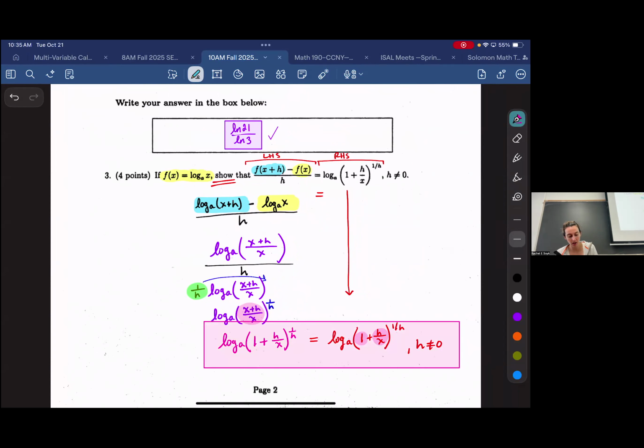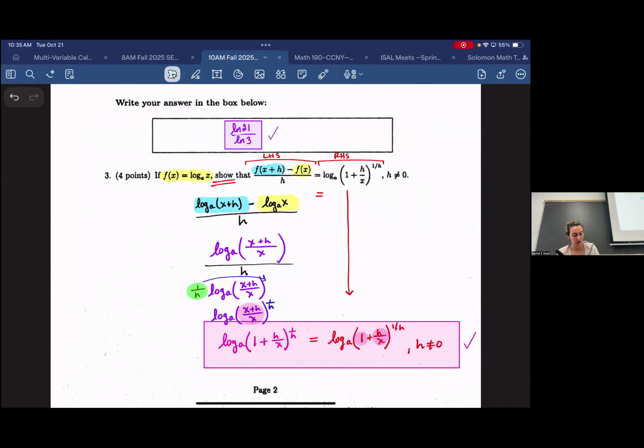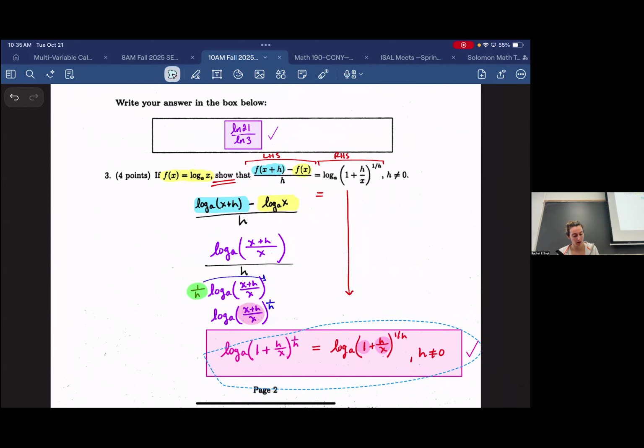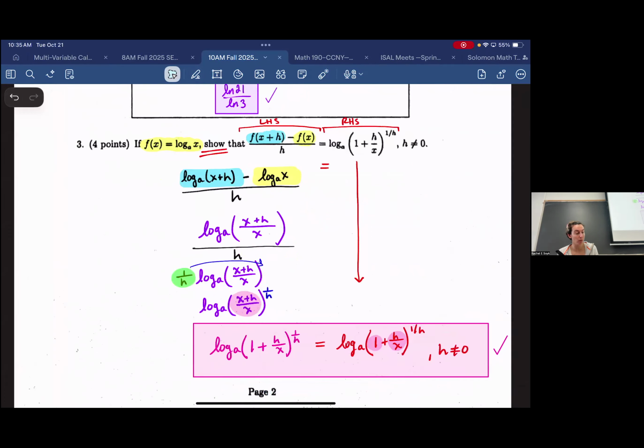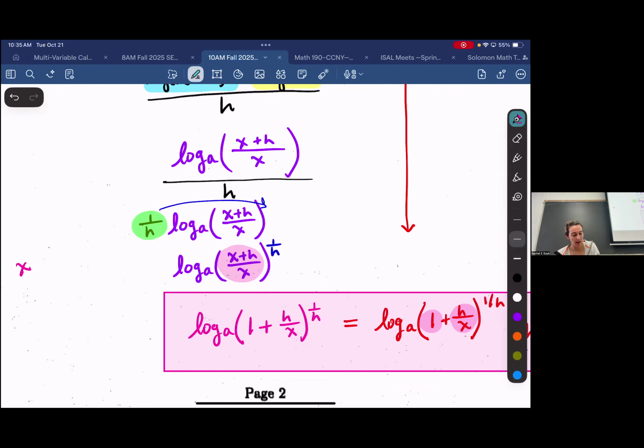Any questions on this last question or just on the quiz in general? Bruce? Can you explain again how you remove the x from the equation, the x over x? The fraction part? Yeah. So we have x plus h over x.